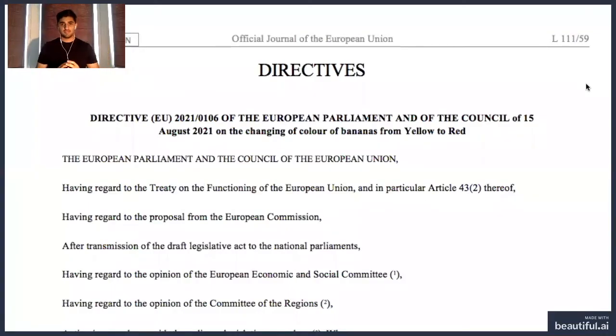However, by the end of all of these discussions, which in my case in that simulation was 3 days, in reality can sometimes take up to 3 years, what you'll have is a nice polished EU directive. And this directive will state that this is a directive of the European Parliament on the changing of colours of bananas from yellow to red. And it will have all the necessary provisions in it for bananas to now be red instead of yellow.